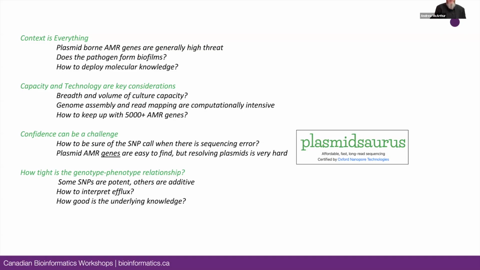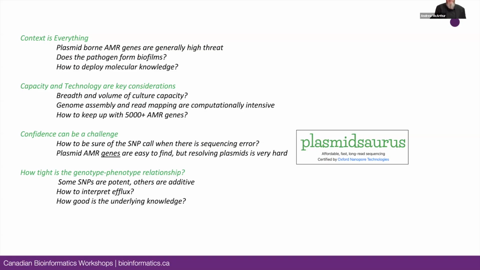We at least try to help you with our database. Confidence can be a real challenge, right? So when you're doing SNP detection, say in TB metagenomics, sequencing error is a thing you have to take into account, right? So we saw that early on in Jared's lecture on aligning reads to figure out variants. Plasmid genes are very easy to find, but we've heard already that resolving plasmid genomes is very difficult.